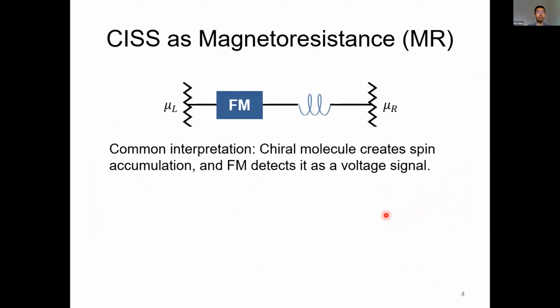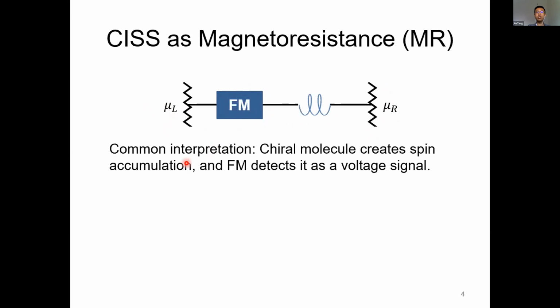And since I mentioned the chiral molecule is essentially now, we describe it as a spin charge conversion mechanism. And it is natural to think about using another spin charge conversion mechanism to detect it, and that is ferromagnetism. So this is indeed how most of the electron transport experiments are done. We have two electrodes, here right and left electrodes, and in between them we have a chiral molecule that provides spin charge conversion, and a ferromagnet also provides spin charge conversion.